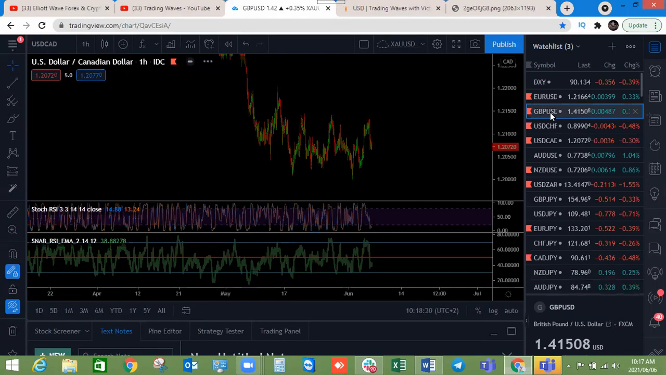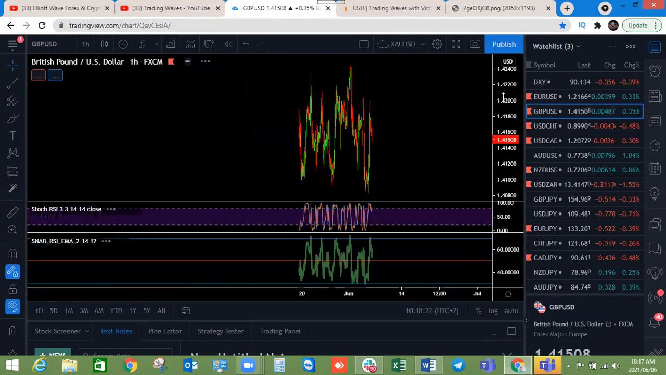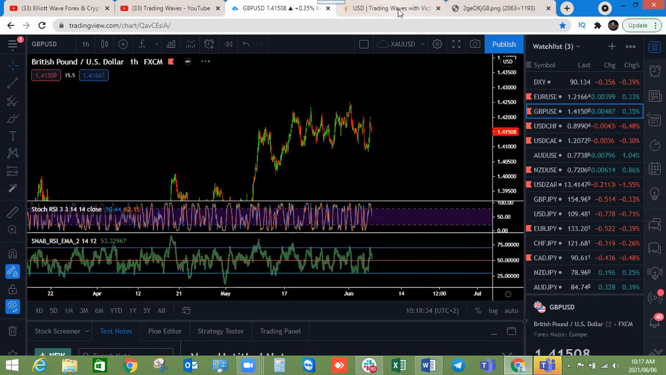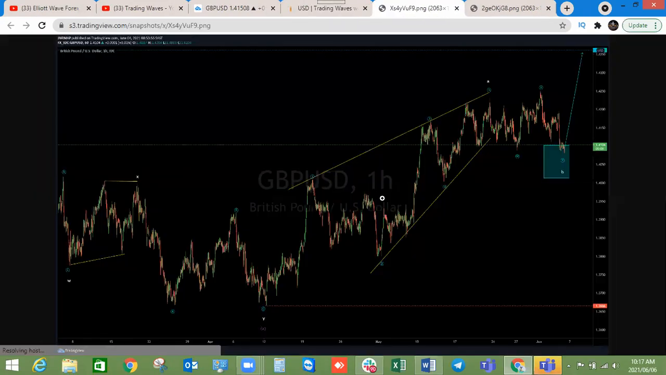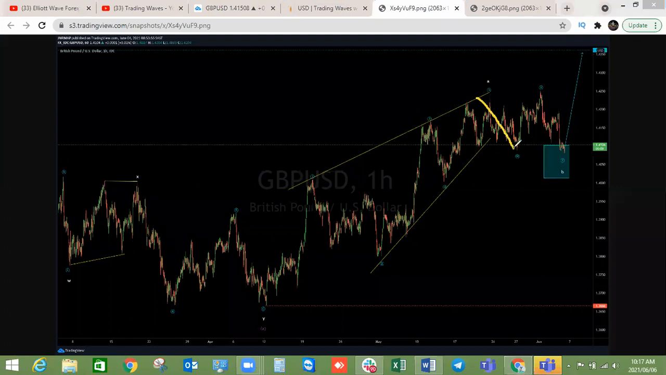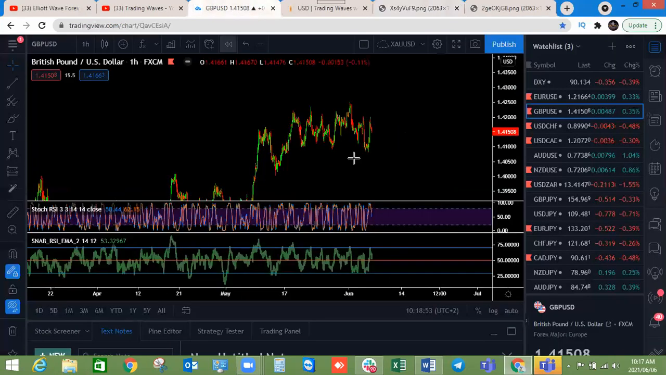Let's see here. We also had pound US dollar. Let's have a look at pound US dollar. Let me see if I have it here on the 1 hour. Also before the NFP, look at this one. All the US dollar pairs before the NFP, we're looking for this to reverse from the blue box. This was a flat correction here with a WXY structure and expecting a move to the upside. We are still expecting that.